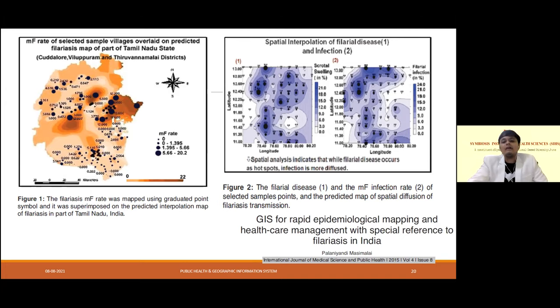And it also gave the conclusion that filarial disease occurs at the hot spots, the regions which they have called hot spots, and that infection is more diffused. So this is one of the most important examples used by the Indian government.